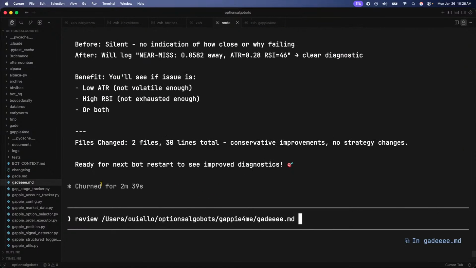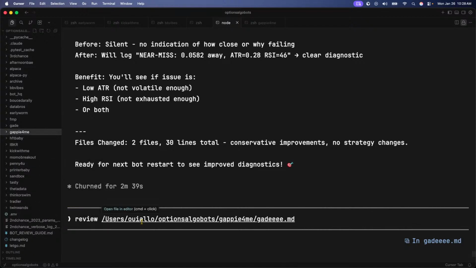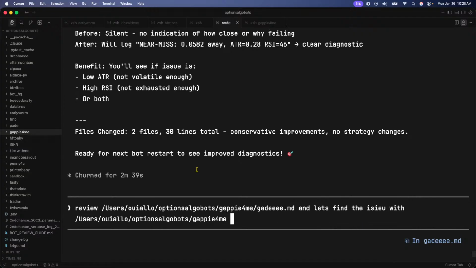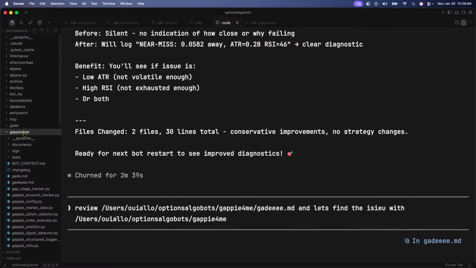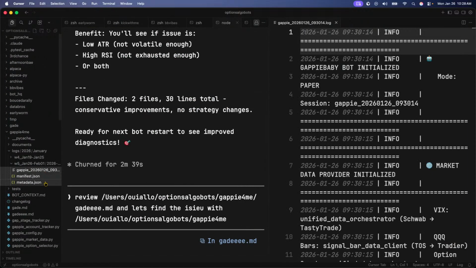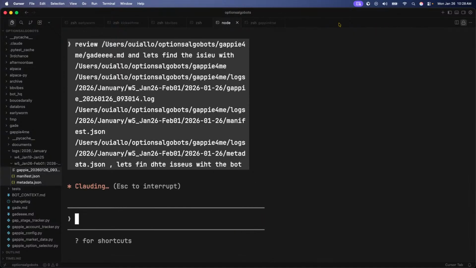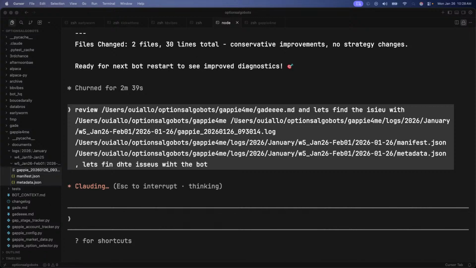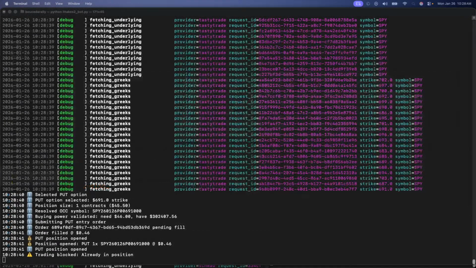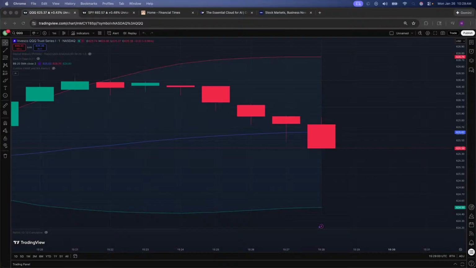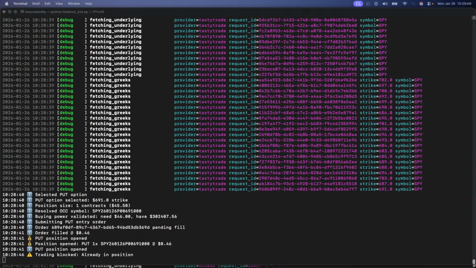Review. And let's find the issue with the bot. I'm trying to see somebody else in. No, nobody else in a position right now. Damn, February is this week, huh? That's crazy. Maybe it's the end of this week. Let's find the issue with the bot. Oh, snap. Wait, this doesn't make sense. You're not in a position. How can you close the position? Hold on.